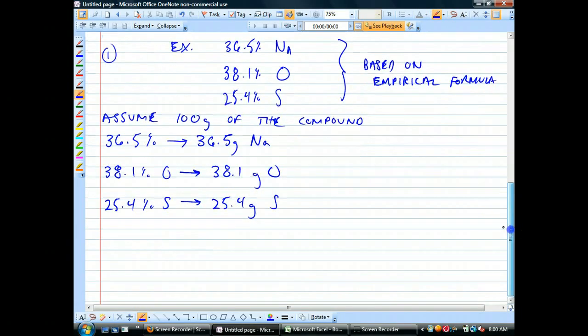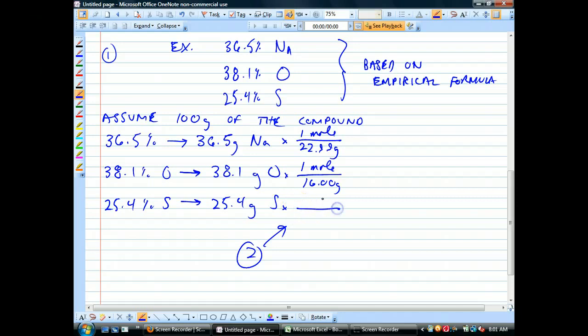Now step 2, I'm going to convert each of these to moles. So this is going to be 22.99 grams, 1 mole, 16.00 grams. Getting these numbers from where? 22.99, 16.00, where are they coming from? Periodic table, right. Those are moles. So 1 mole, remember, just slap a G on the end of any average atomic mass and you get a mole. And sulfur is 32.07.